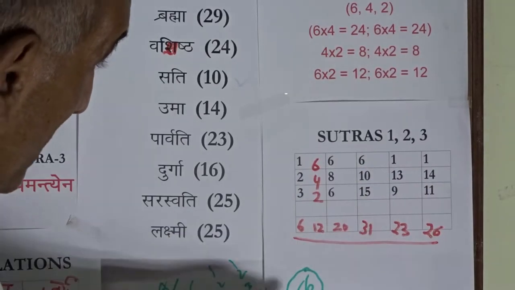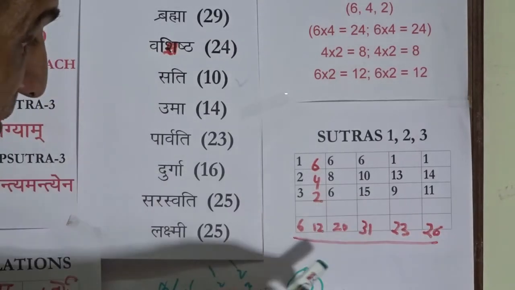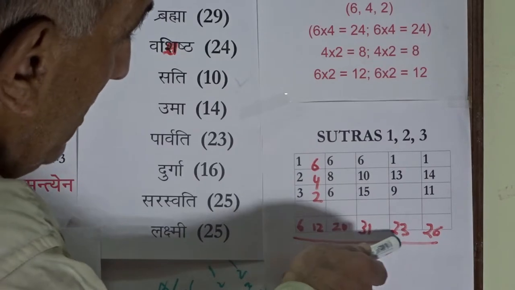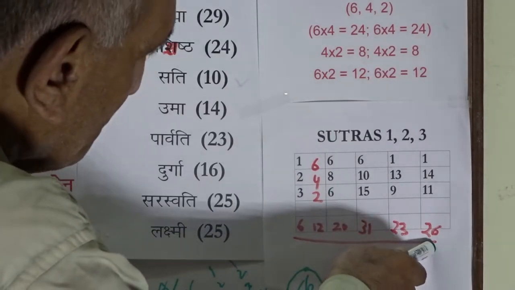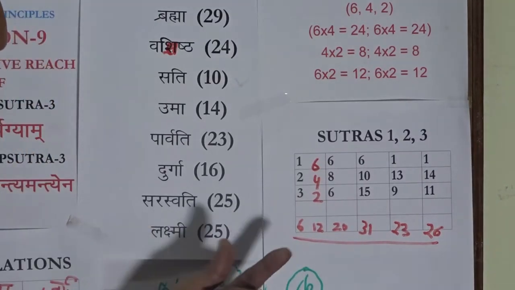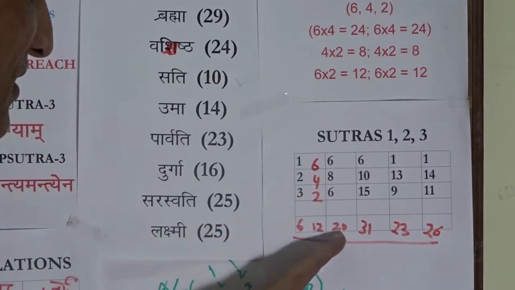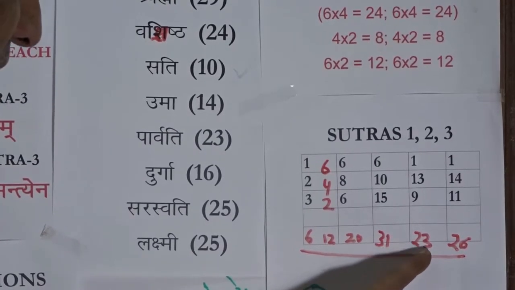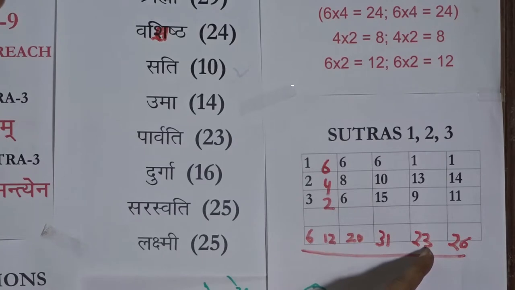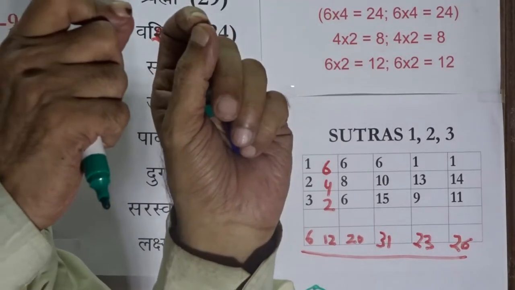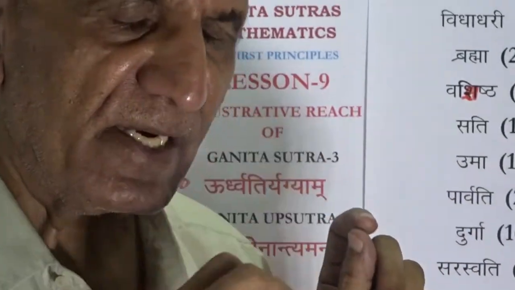And these values are taking us to 6, 12, 20, 31, 23, 26, making it, see, this value is 6 plus 12 is 18, 38, 69, 69 and 49, 69 and 149, sum it up.